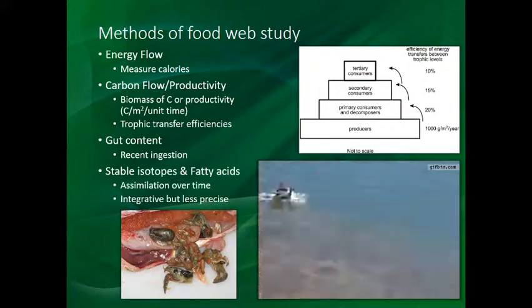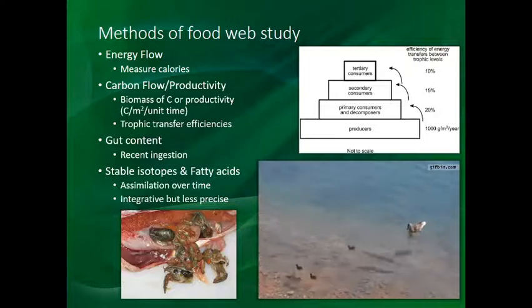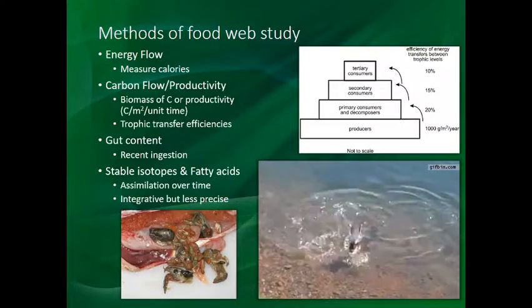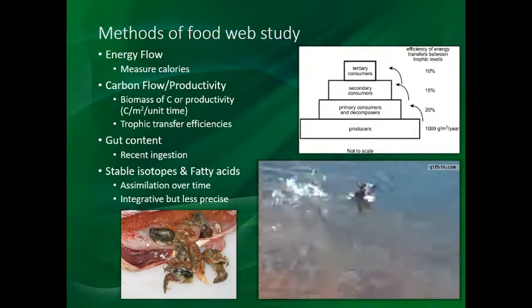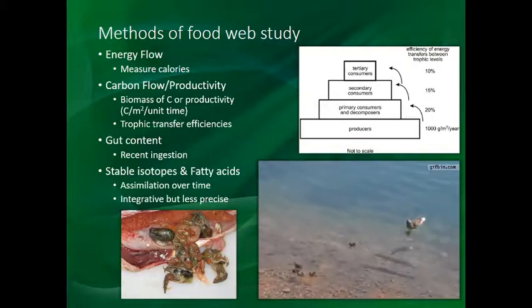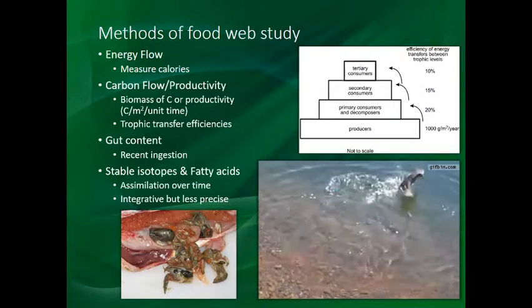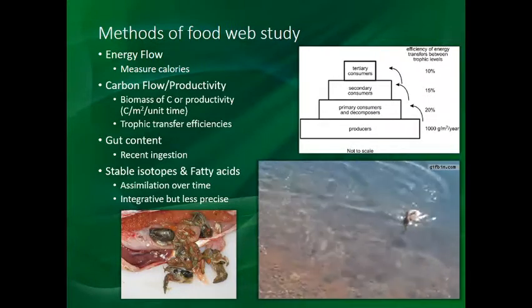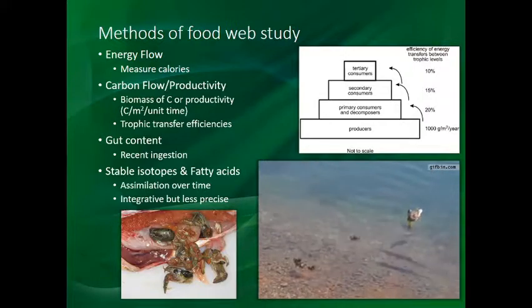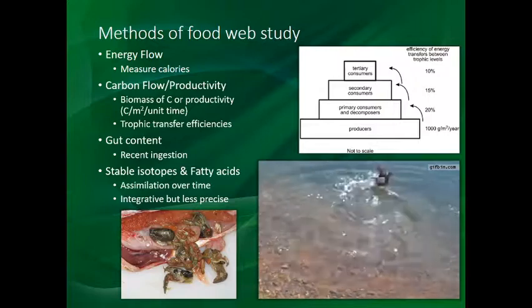So there's this other tool where we use stable isotopes or fatty acids. Now, this is better for assimilating over time, and it's integrative over the lifespan, potentially the lifespan of an organism. It's integrative over more time, but it's less precise. It doesn't give you an exact idea of what's going on. So what do I mean by this?